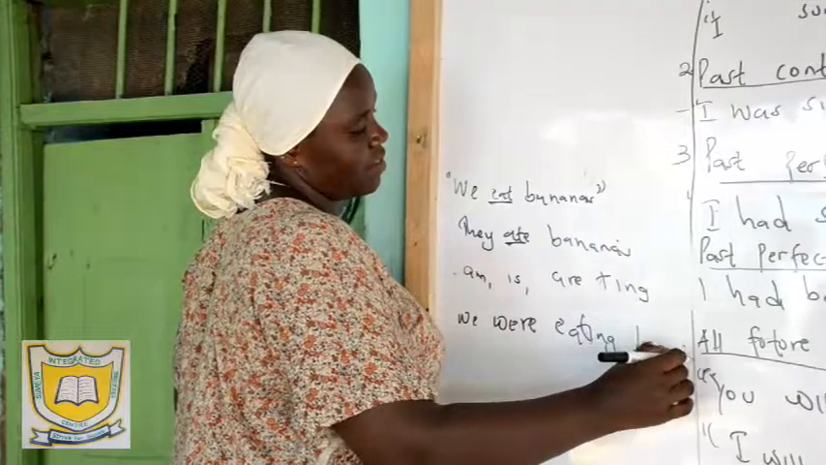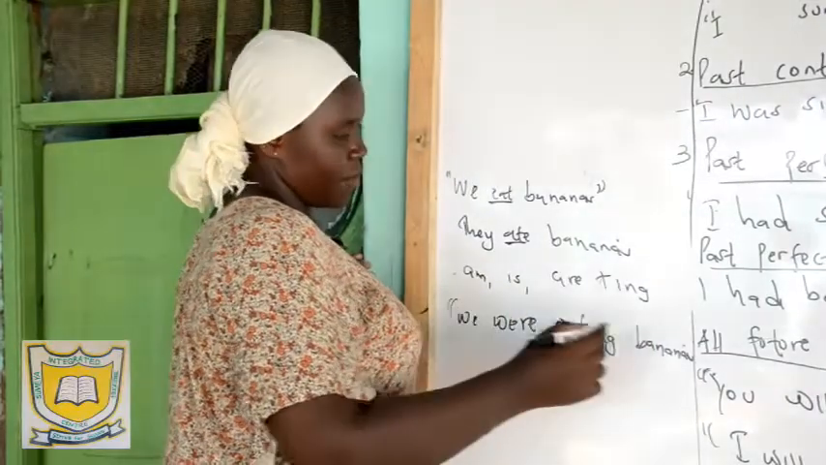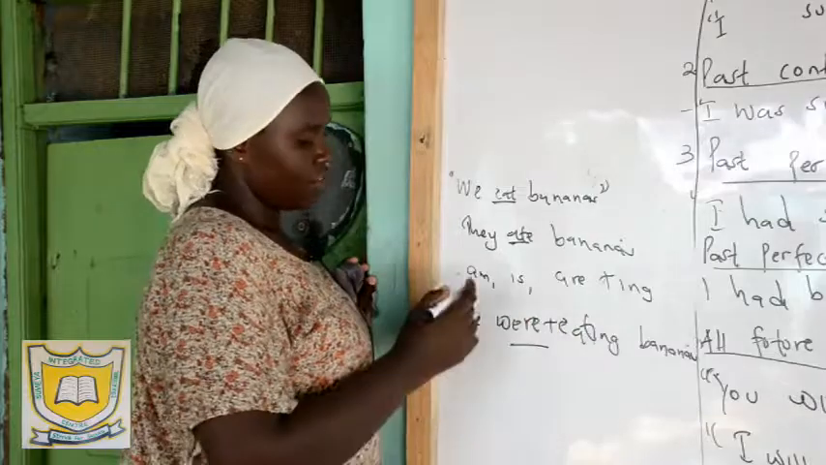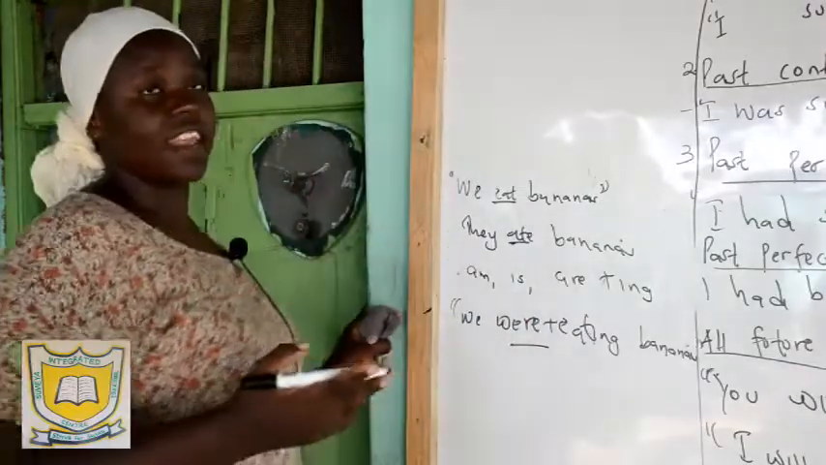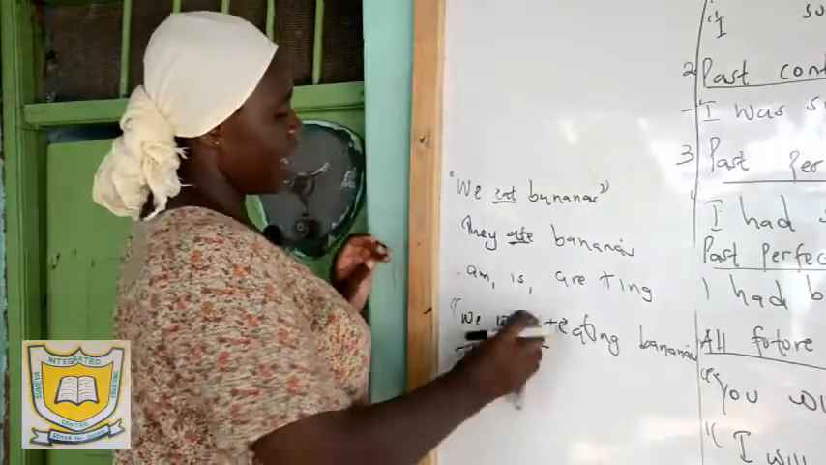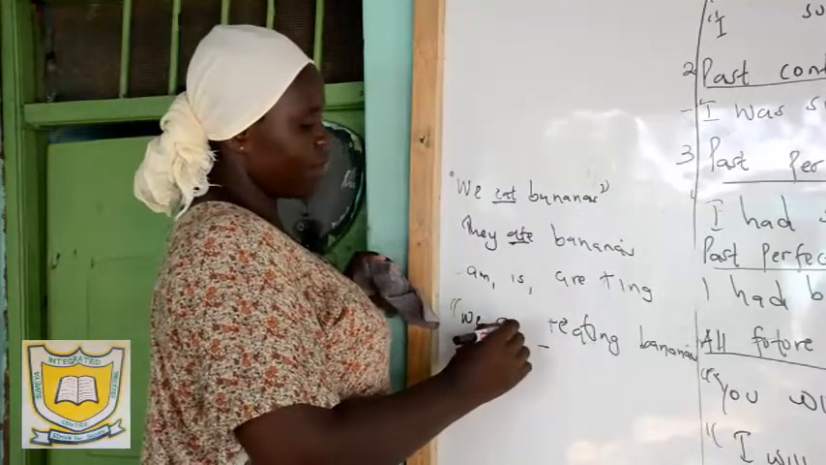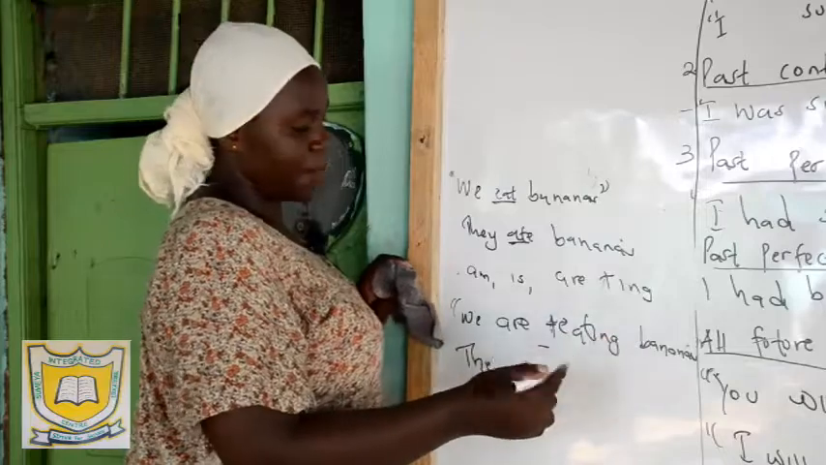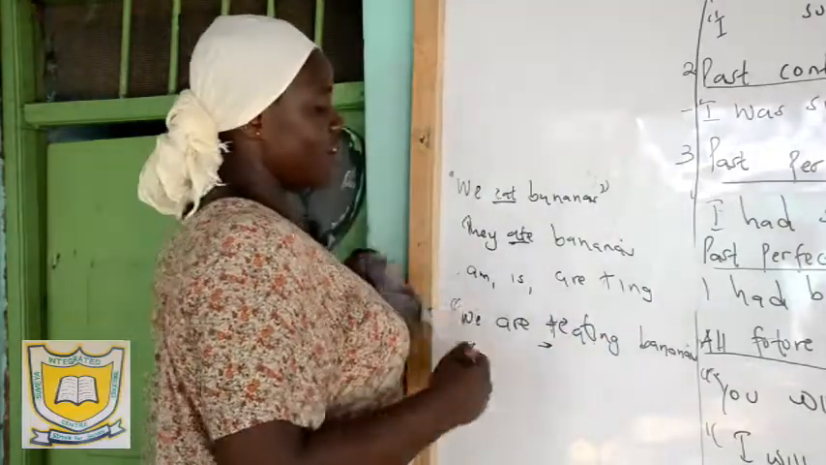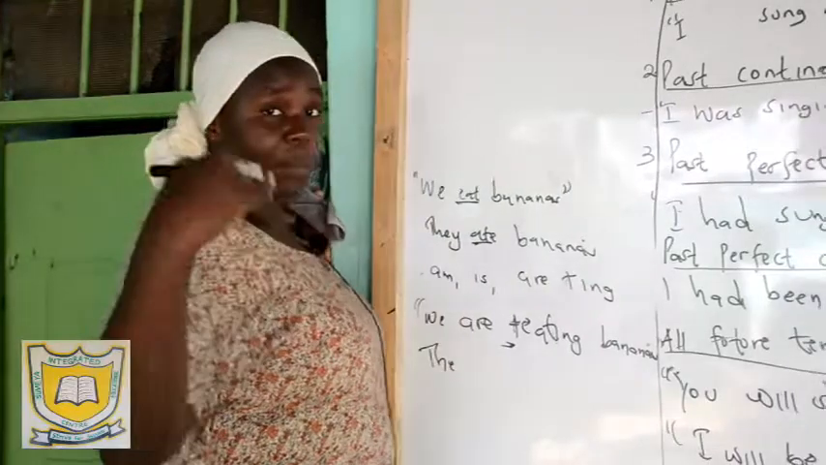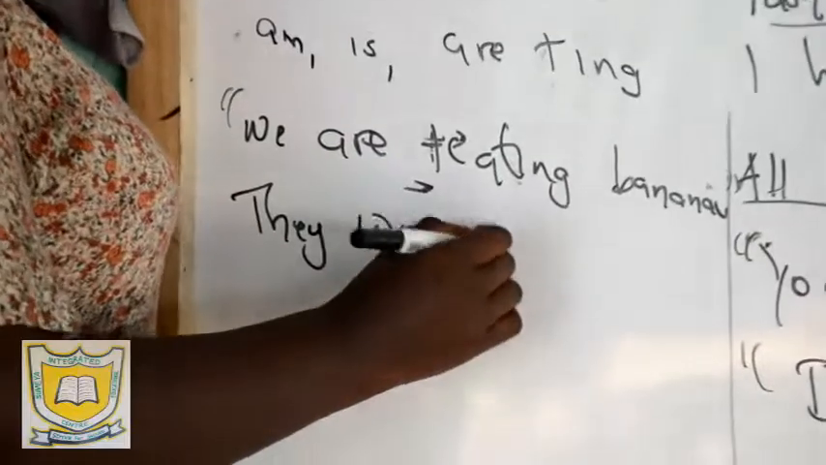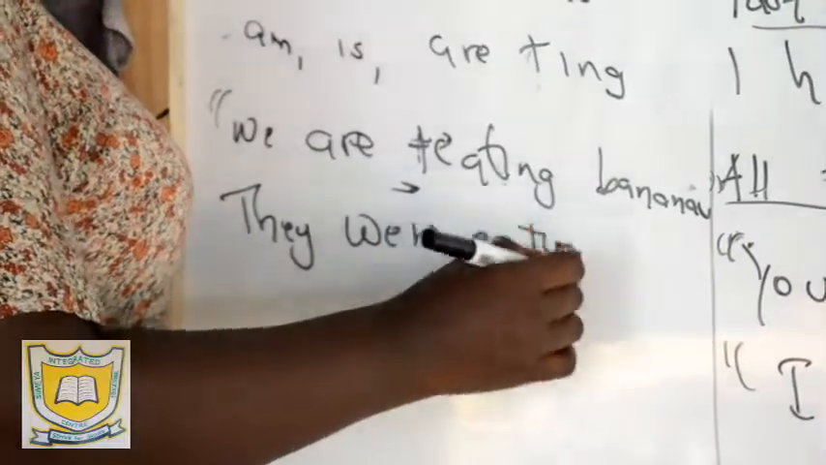This is my present continuous tense. I'm quoting, we are eating bananas. If I want to change this into indirect speech, you change it into the past continuous. They were, you say they were eating bananas.